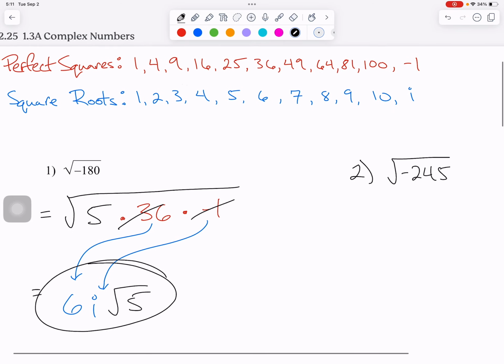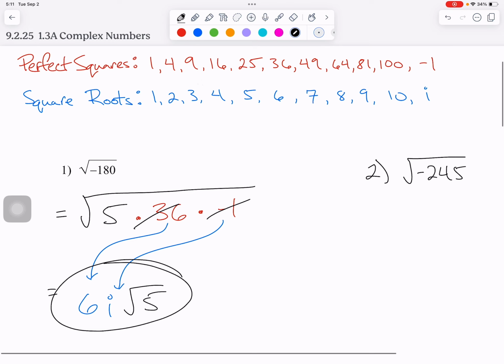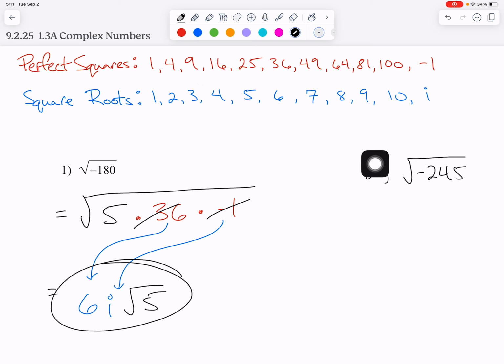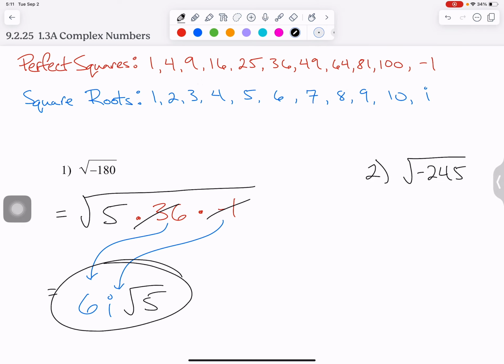Now for number 2, looks a little different than your practice, but the square root of -245. Well, let's just check. 100 times 3 is 300. 81 times 3 is pretty close, 243. 64 times 3, we're getting there, but 49. Whoa, let's check it. 245 divided by 49 equals another perfect whole number, giving us 49 being our largest perfect square.